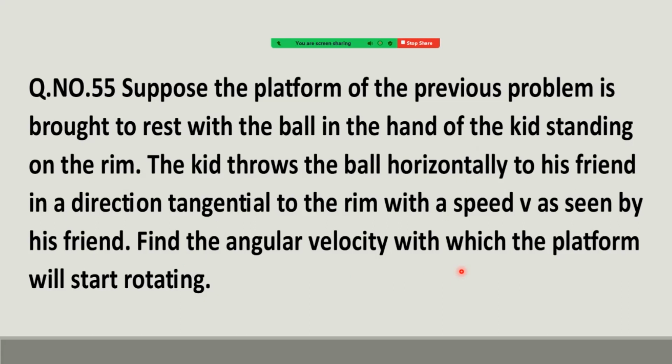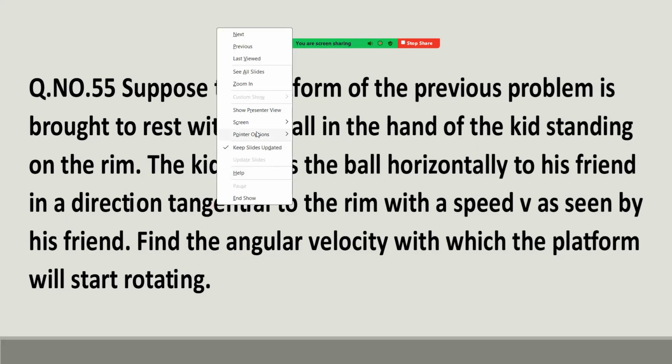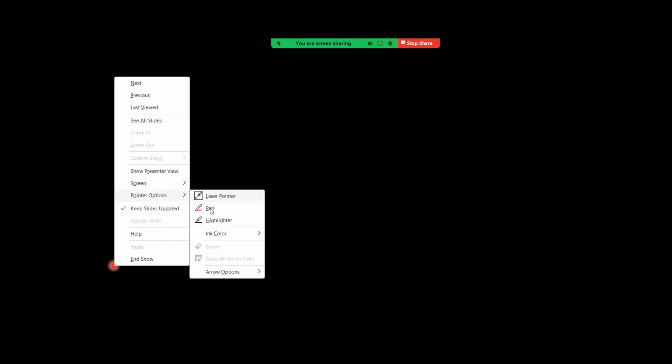Right. So initially the ball was in the hands of the kid. Now he is throwing. Initially the ball was in the hands of the boy and the system was at rest. That means the initial L value is 0, right? So the final value also must be 0. Now the kid is throwing the ball along the tangent. Its velocity is v in the ground frame. Its mass is m.